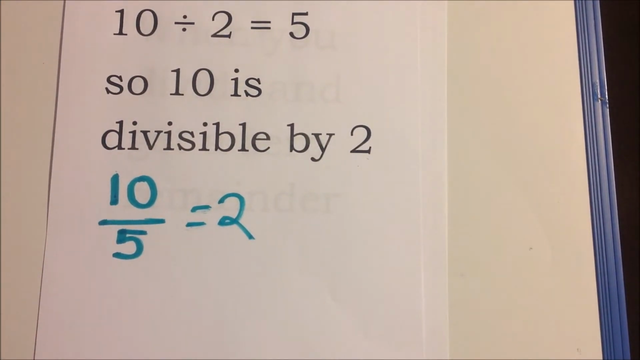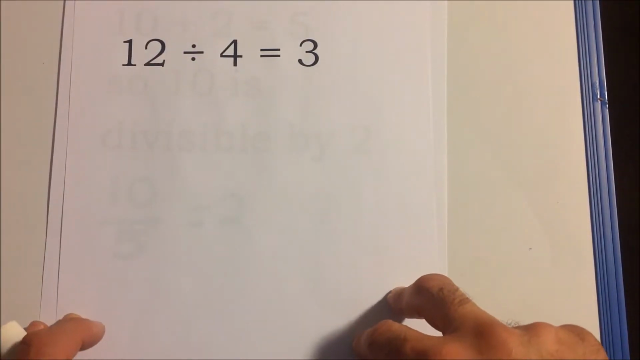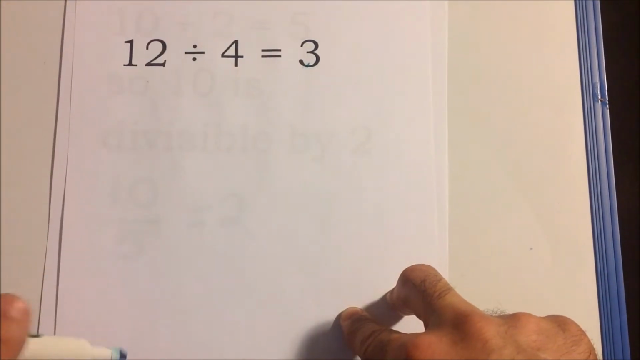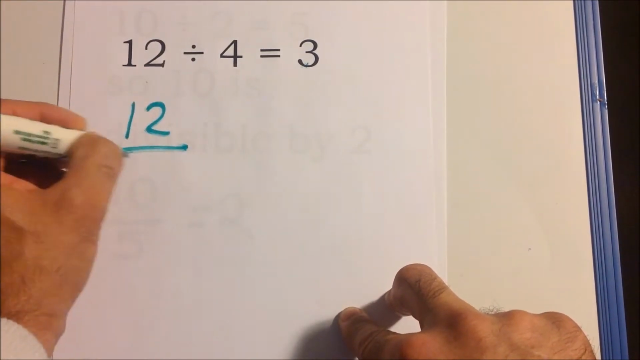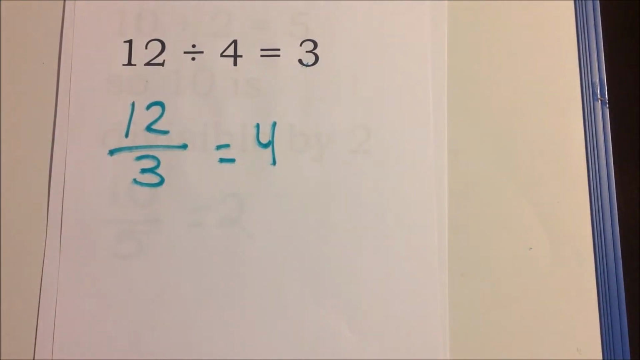And we can also use another example. Let's say 12 divided by 4. So 12 divided by 4 is 3. So 12 is divisible by 3. And we can also do 12 divided by 3. 12 divided by 3 is 4. And so forth. So there are divisibility rules. Let's look at the first one.